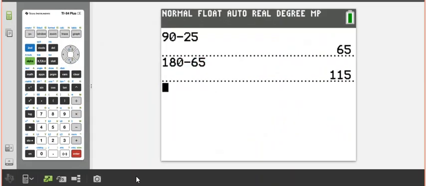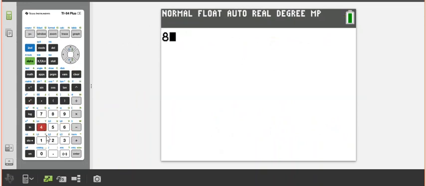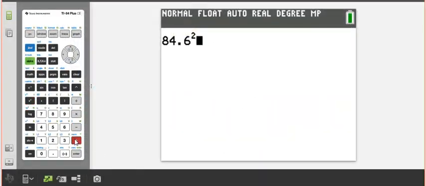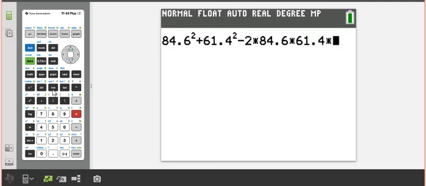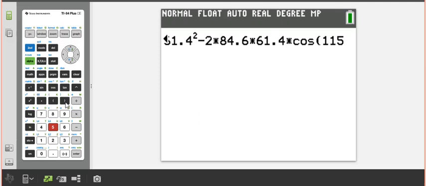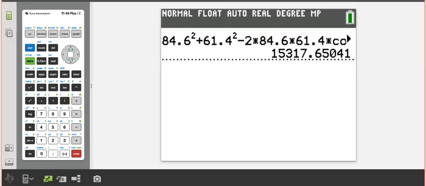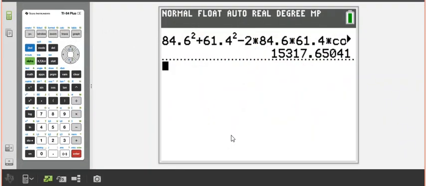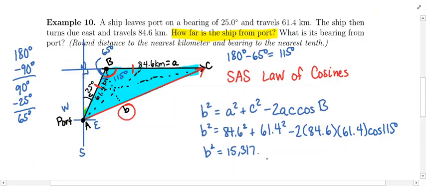Okay, so let's go type it in. This is going to be 84.6 squared. Oops, hold on. 84.6 squared plus 61.4 squared minus 2 times 84.6 times 61.4 times the cosine, make sure you're in degrees, of 115 degrees. Okay, so here is our measurement for b squared. So 15,317.65041.